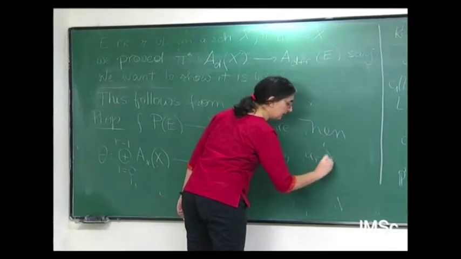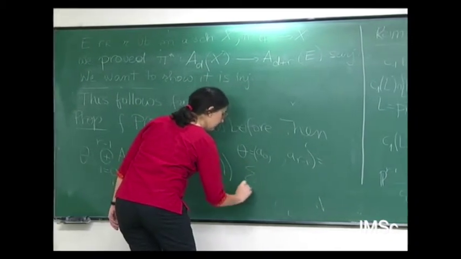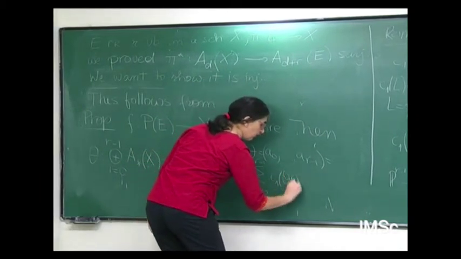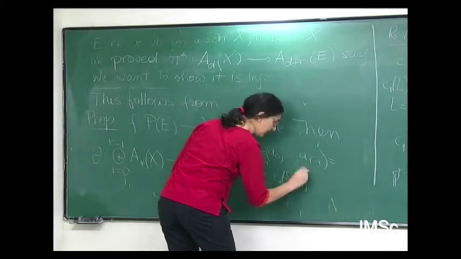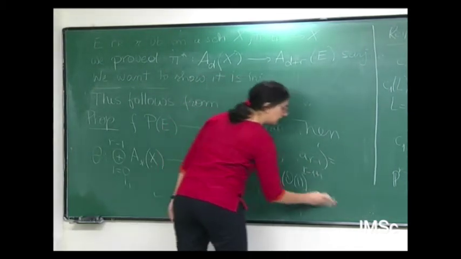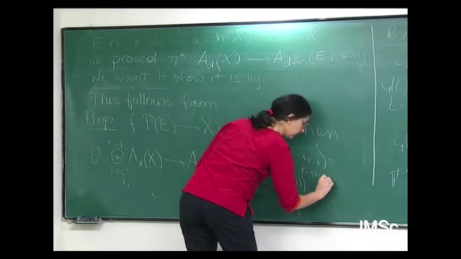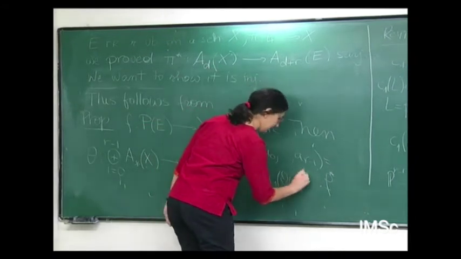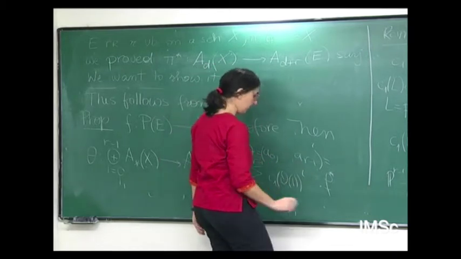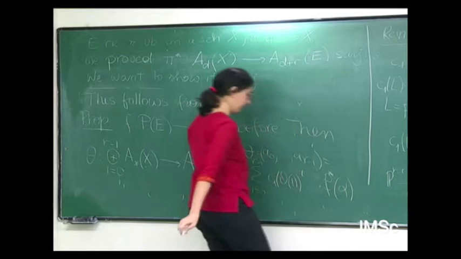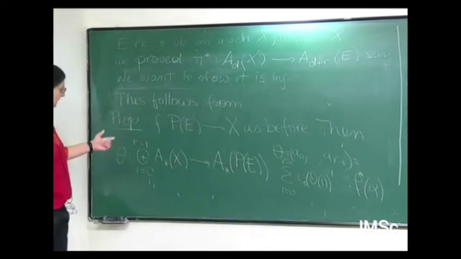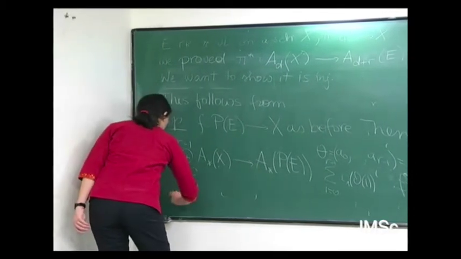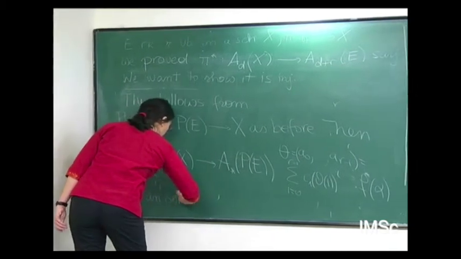A(r-1) to be the sum for i equals 0 to r minus 1 of c1 of O(1) to the e to the r minus 1 plus i times f pullback, sorry, to the i of f pullback of alpha. Let me check that I have the correct number. Yeah. And the claim is that this is an isomorphism of groups.